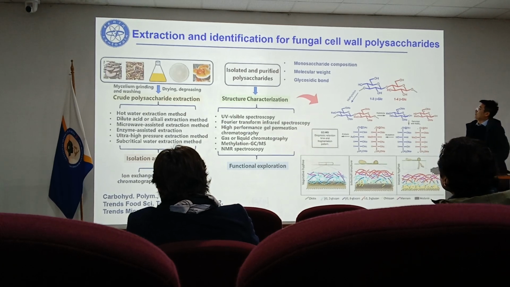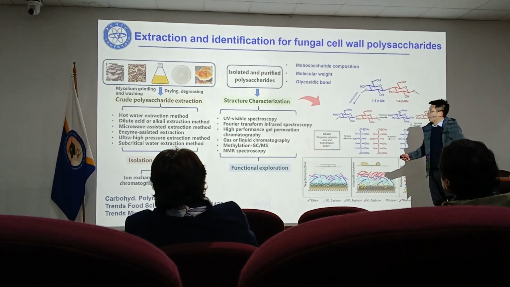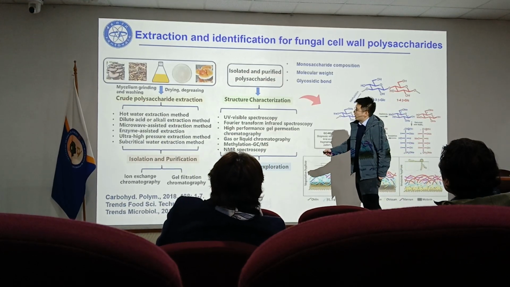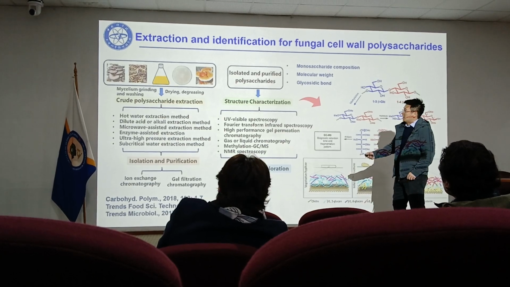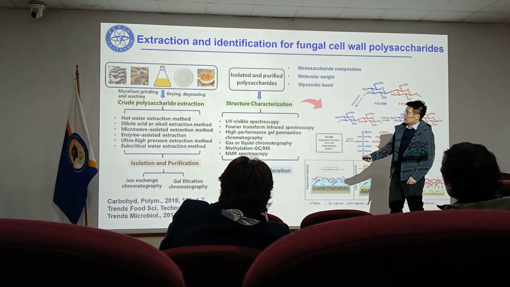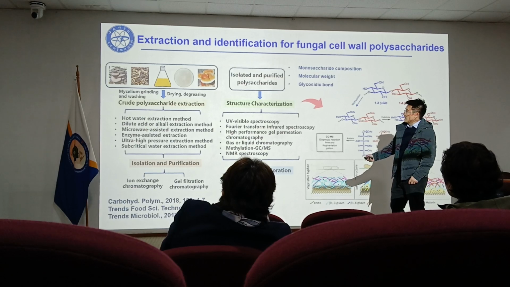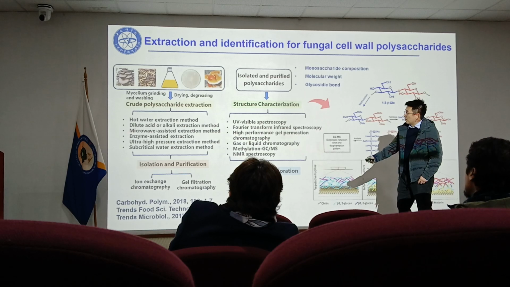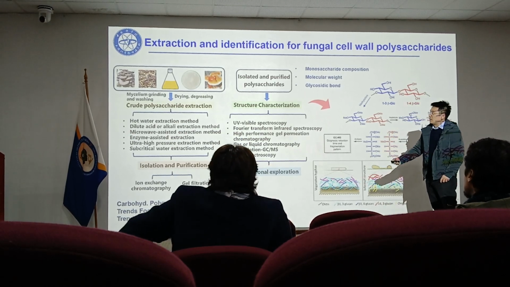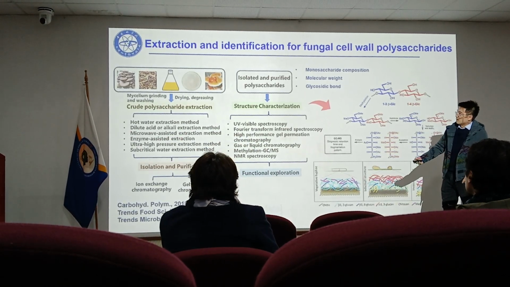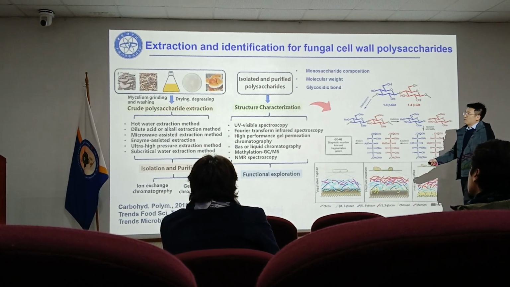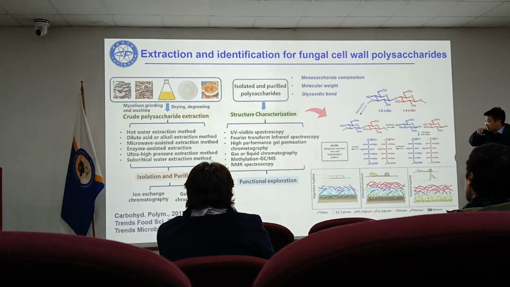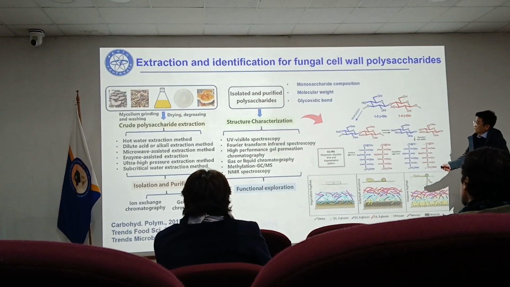To extract and identify the fungal cell wall, there are usually three steps. First is the sample collection and the crude polysaccharide extraction. Usually there are several methods, like water extraction, dilute acid or alkali extraction, microbial assisted, enzyme assisted, and other extraction methods. Sometimes they can be merged, sometimes used one by one. This is our first step.